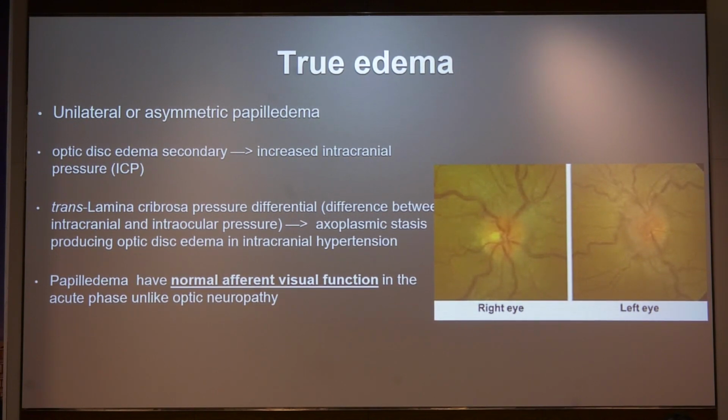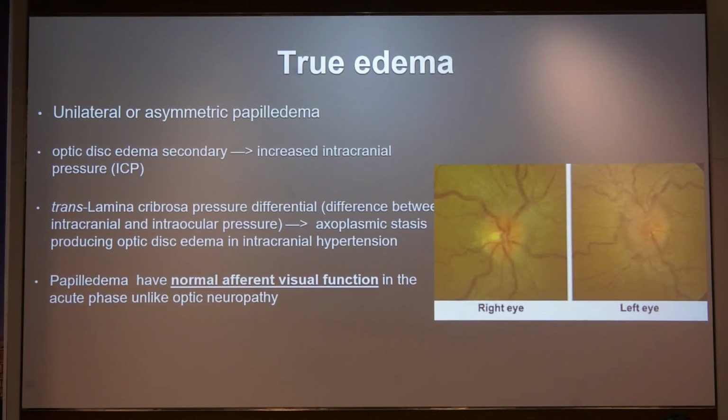It can be unilateral or symmetric, and it is most commonly secondary to raised intracranial pressure. When you see these sort of patients, there is an asymmetry in the disc edema, and there is no presence of an RAPD, unlike what we see in optic neuropathy. So one of the true signs you can look for, if there is a disc edema, look at the vision, look for an RAPD.